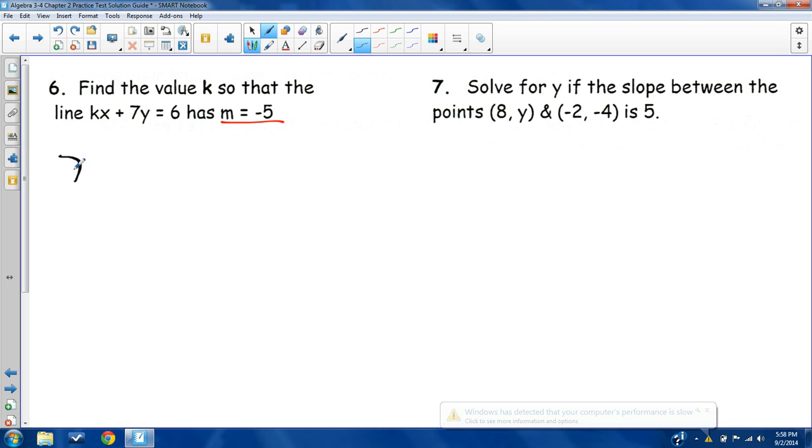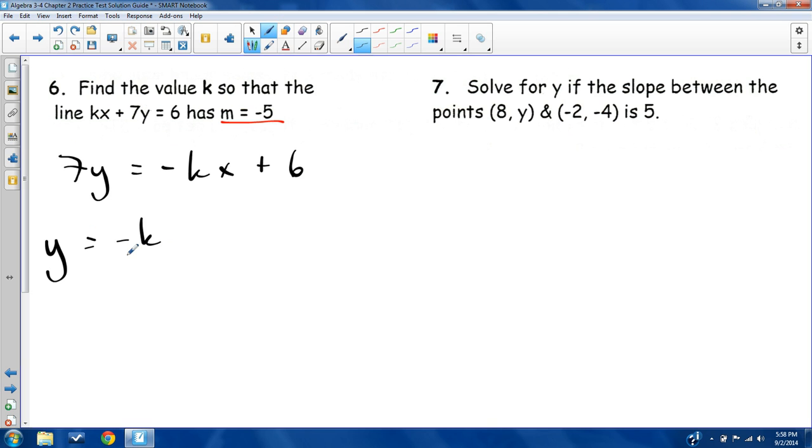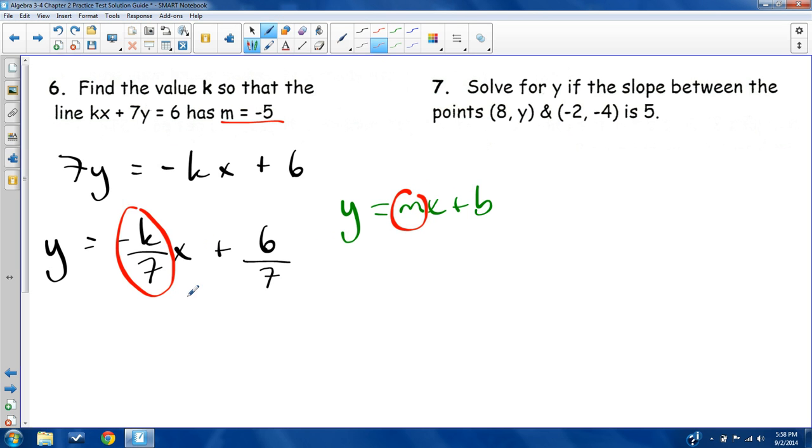Slope-intercept form, solve for y. So I'm going to subtract kx, and I get 7y equals negative kx plus 6. Divide both sides by 7, I get y equals negative k over 7 x plus 6 over 7. I'm not asking you to graph this, but we know slope-intercept form is y equals mx plus b. And if we use y equals mx plus b, that means that our m is the value in front of x when we're in slope-intercept form. So as far as we understand it, our m is negative k over 7.